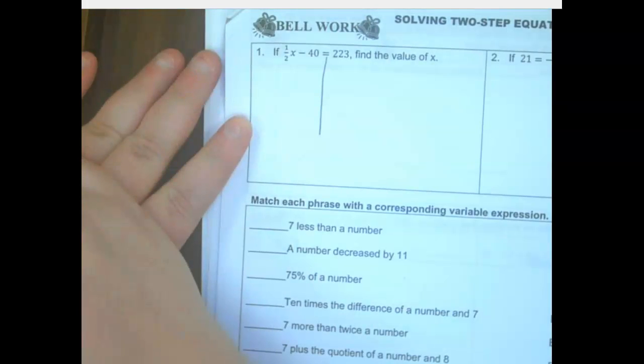Alright, let's start with number 1. So I've always done it by drawing a line down the equal sign. That's how I taught you last year. You'll see a lot of teachers do that. This is one of those questions that we did last year. We did last week also.